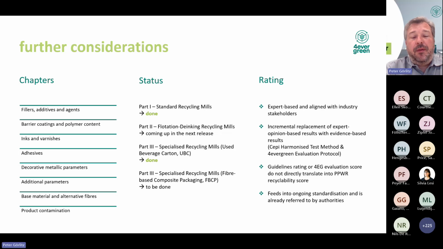I mentioned it before, and I want to stress it again. The guidelines that you can see here are not directly to be translated into a PPWR recyclability score. They are not meant to be for this. However, and that is also what Sarah mentioned before, we are using our rich expertise and results to basically use it as an input in a standardization process. And from our experience, we have seen that authorities already refer to the guidelines of 4evergreen today.